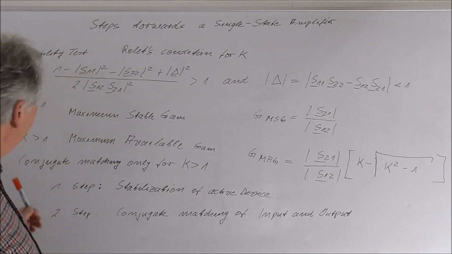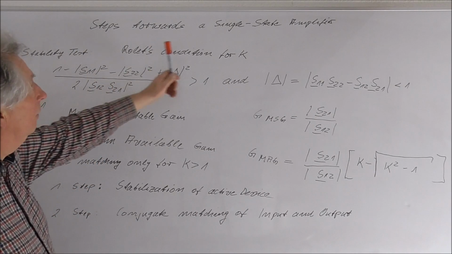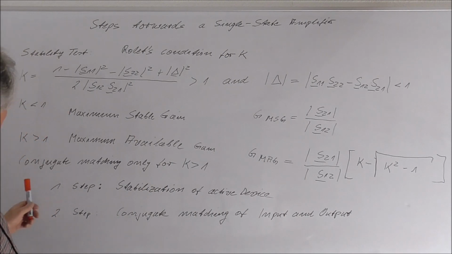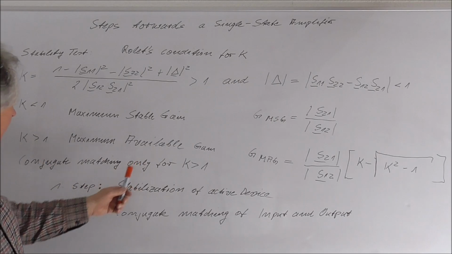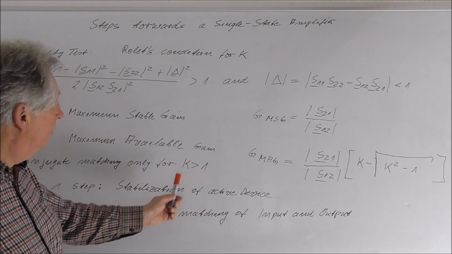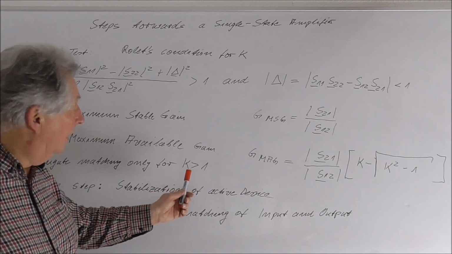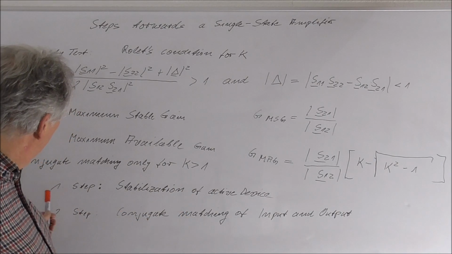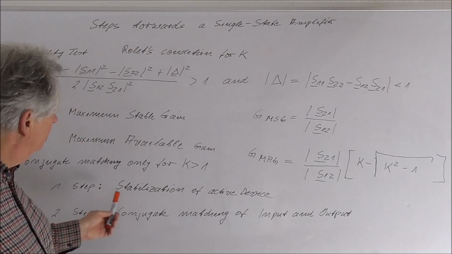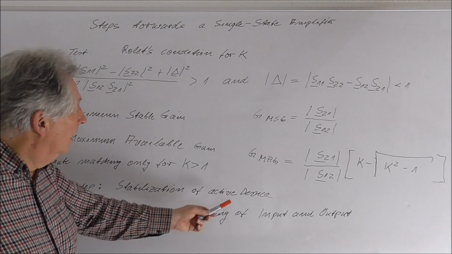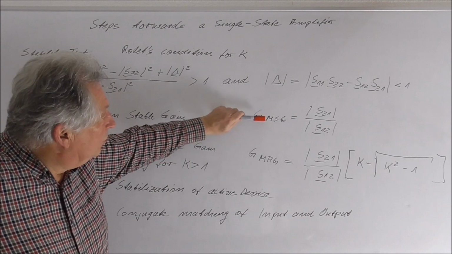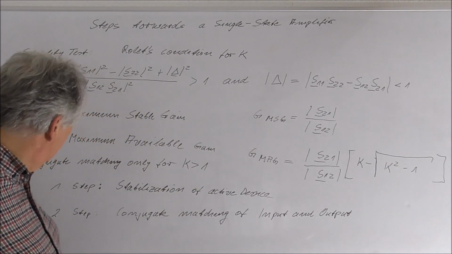And of course, if you want to design a single-state amplifier, the first step must be the stabilization of our active device. Only under the condition K greater than 1, a conjugate complete matching is possible. So this first step is to stabilize our active device, and of course the stabilization will have a certain influence on these both parameters.